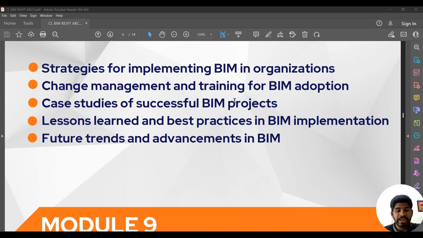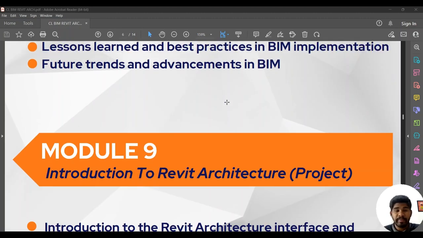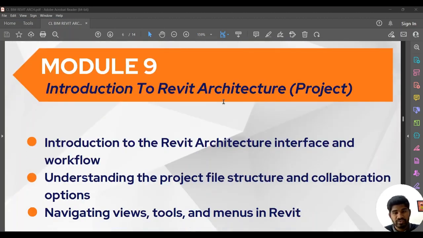And future trends and advancements. BIM is really rapidly evolving, so we should focus more on this and the future also.